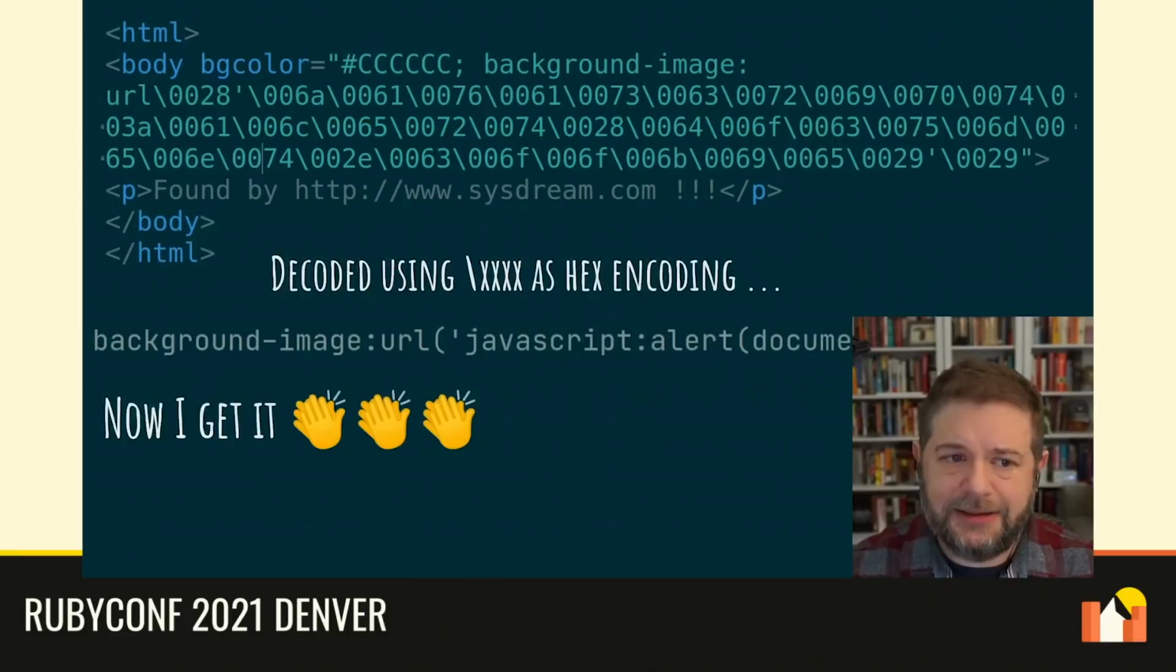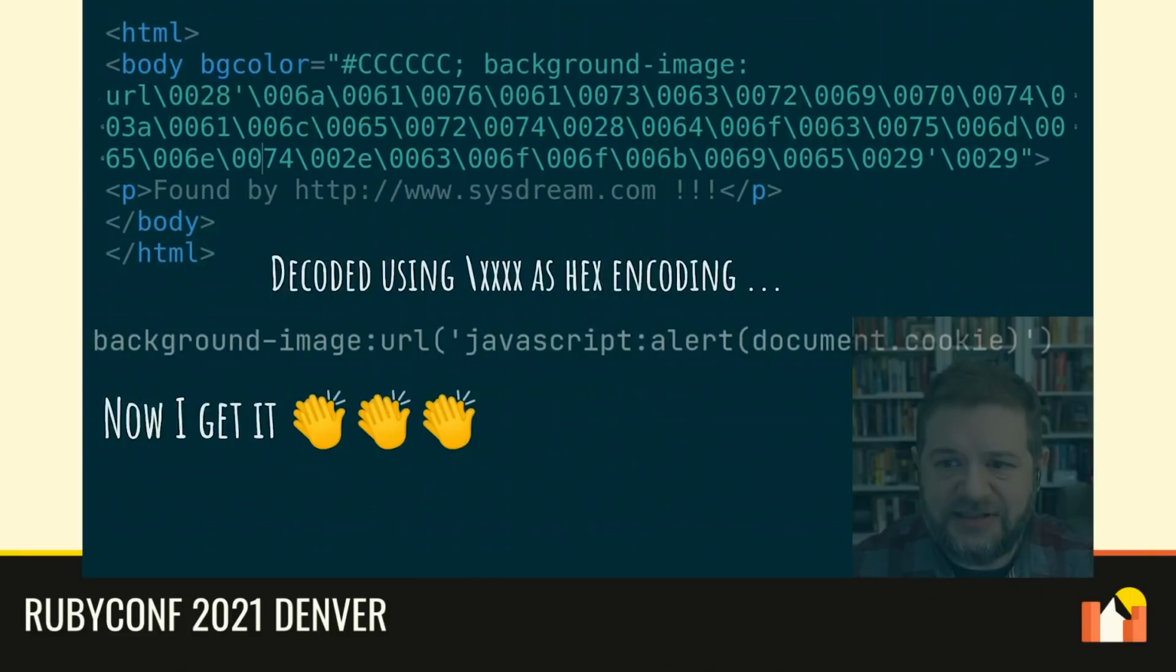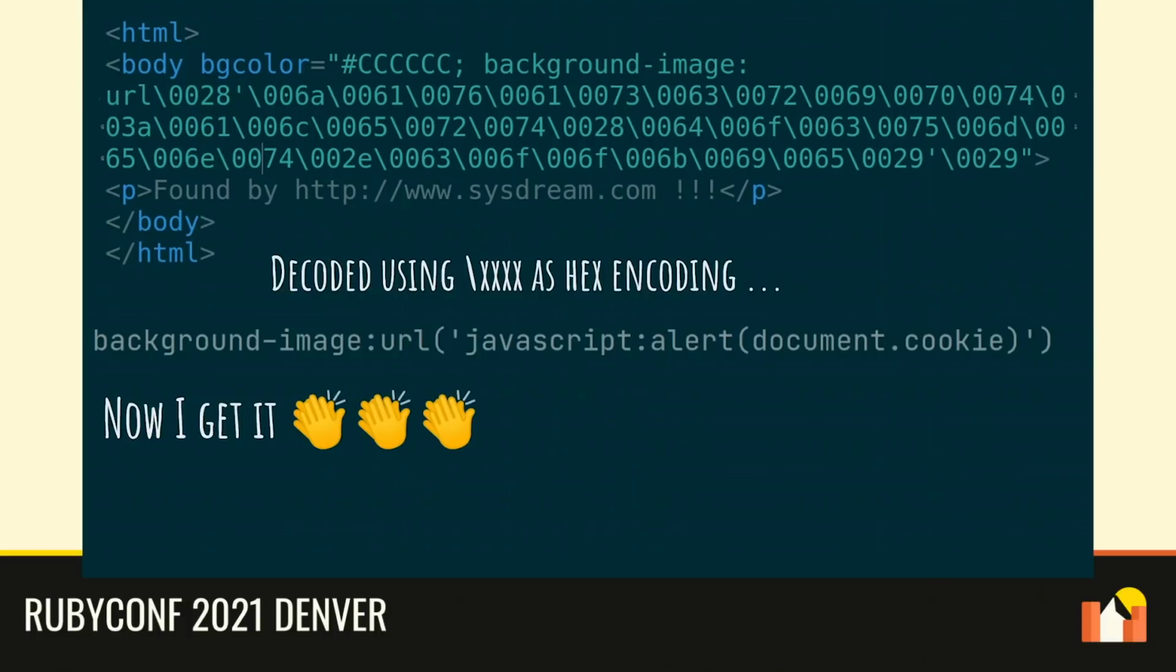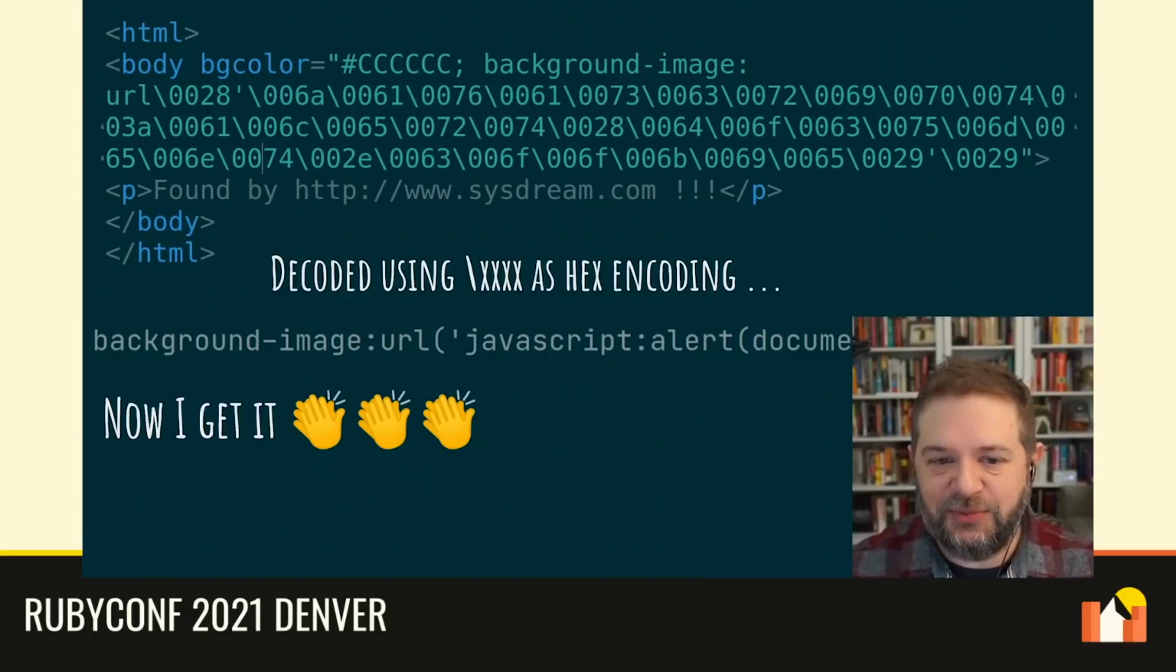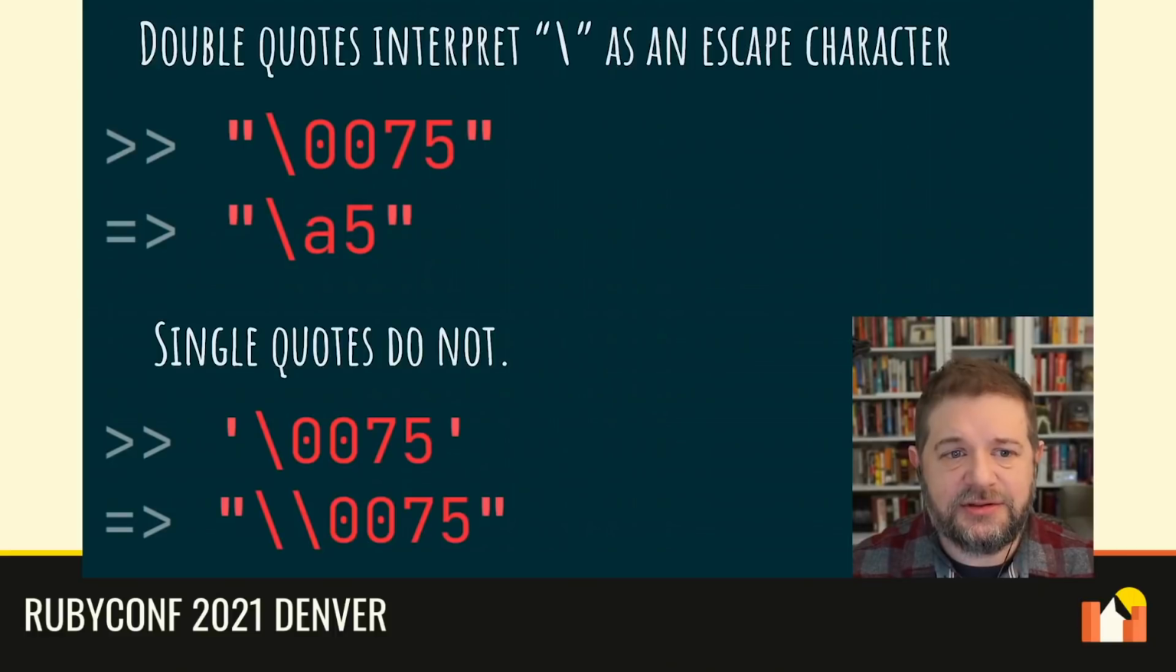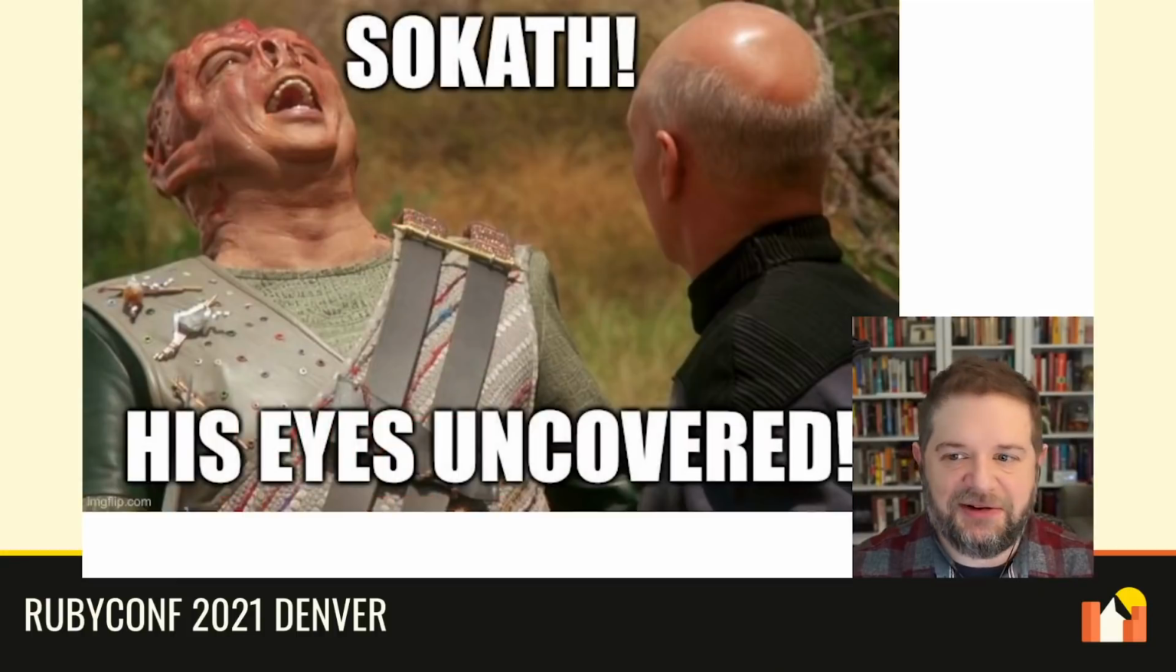And if we decode that original exploit with this encoding in mind, we can see that this is a beautiful, beautiful example of, we're calling CSS URL, we're calling JavaScript alert, we have document cookies being exfiltrated. This is exactly what we should have been testing all along, and we weren't. Now, what actually happened here is Sticky used double quotes, which means that backslash is interpreted as an escape character. We should have used single quotes. Gosh, now I understand everything.